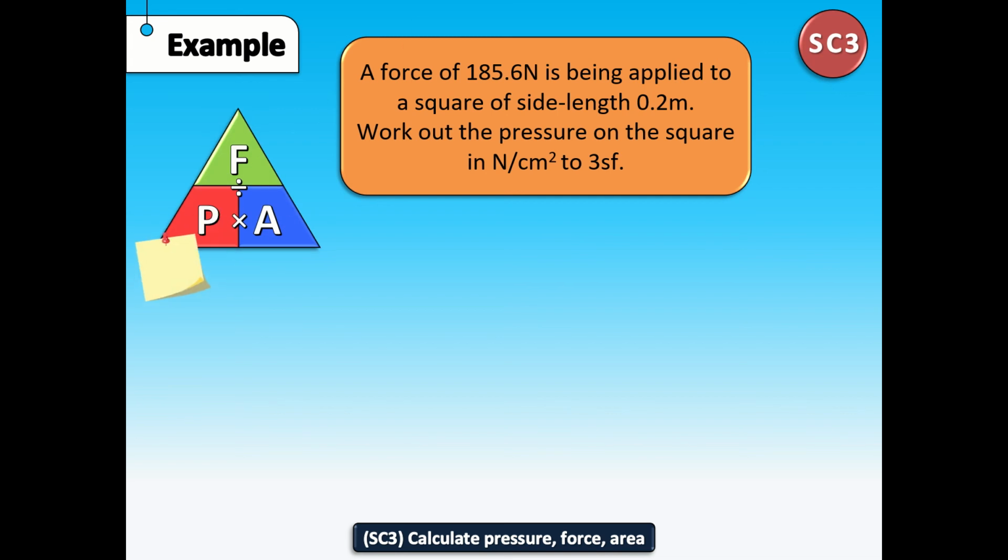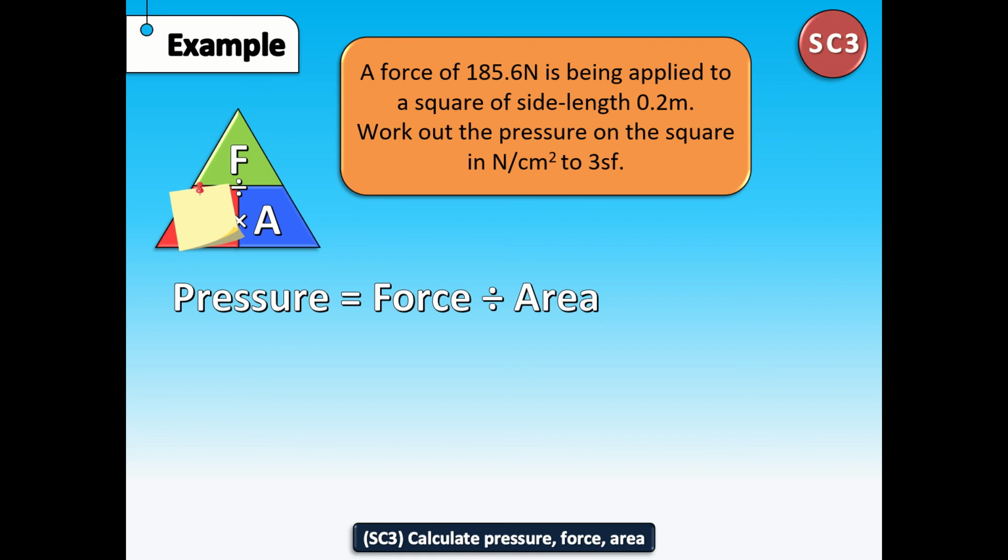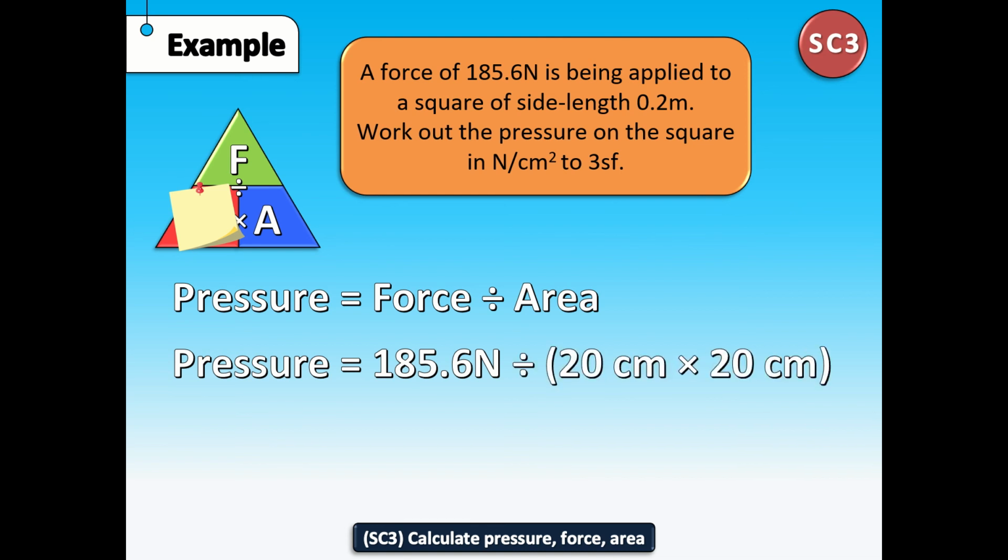So we want to work out pressure, so we cover up P for pressure, and pressure is force divided by area. So the pressure is 185.6 newtons, and the area of the square, and remember we want this in centimetres squared, so 0.2 meters is 20 centimetres, and because it's a square we know all the sides are going to be the same, so the area of the square is 20 times 20. So the pressure will be 0.464 newtons per centimetre squared.